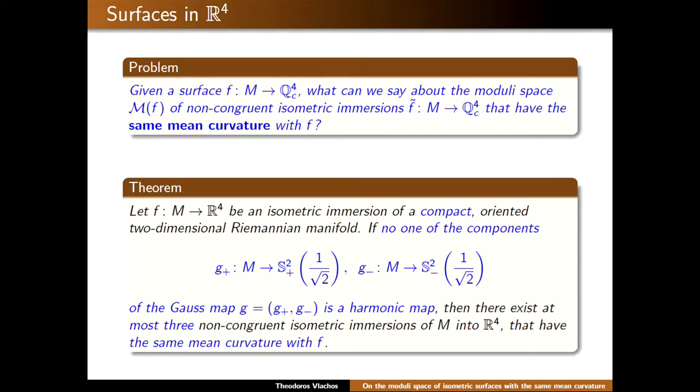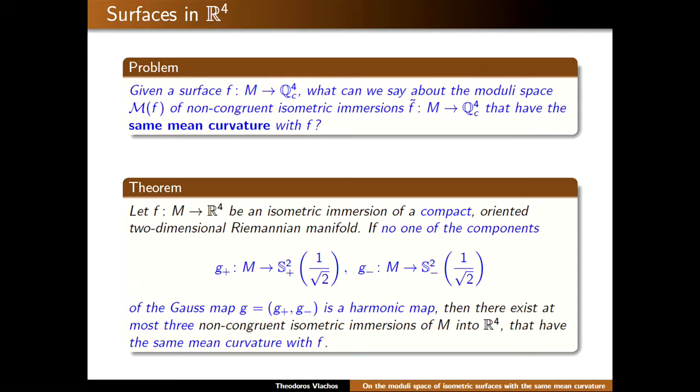So now comes the answer to this problem for surfaces in R4. I started with surfaces in R4 because it is easier to state the result. So what is the answer to this question? Assume that we have a compact surface in R4, and assume that none of the components of the Gauss map is harmonic. Then it turns out that there are at most 3 non-congruent surfaces in R4 that are isometric to the given surface F and have the same mean curvature as F.